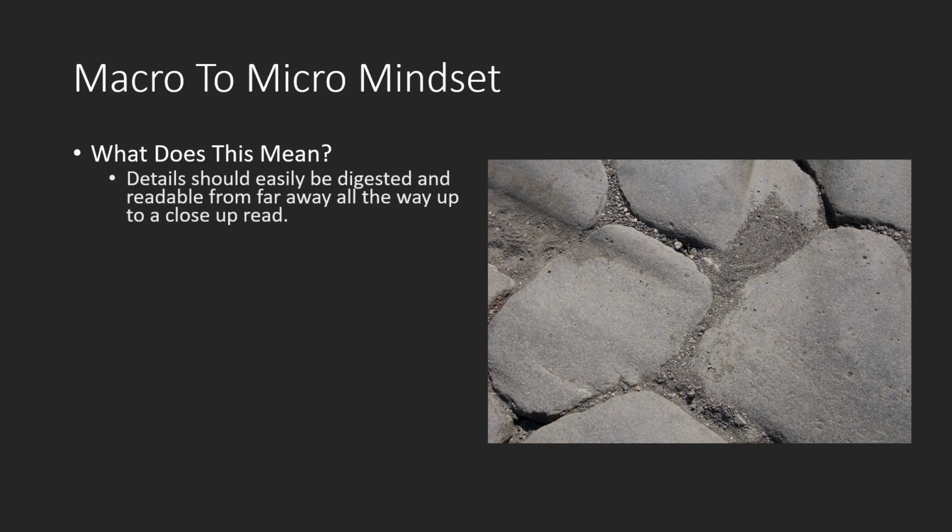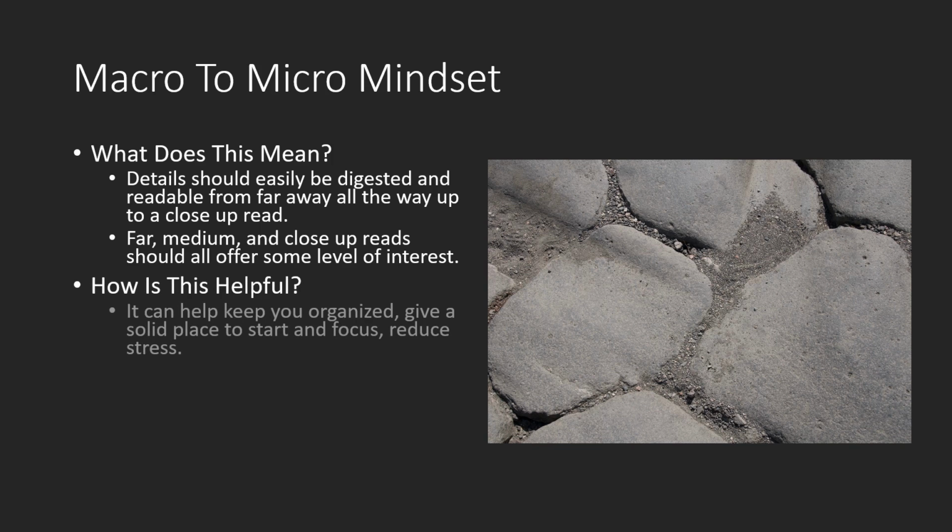What I mean by macro to micro mindset is details should be easily digested and readable from far away all the way to a close-up read. Far, medium, and close-up reads should all offer some level of interest. And so how is this helpful, right? It can help you with organization, give a solid place to start and focus, and reduce stress.